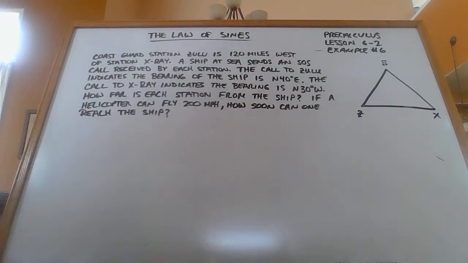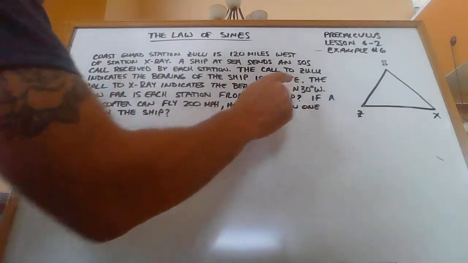Okay, here's the inevitable story problem using the law of sines. Coast Guard Station Zulu is 120 miles west of Station X-Ray. A ship at sea sends an SOS call received by each station. The call to Zulu indicates that the bearing of the ship is north 40 degrees east. This is read north 40 degrees east.